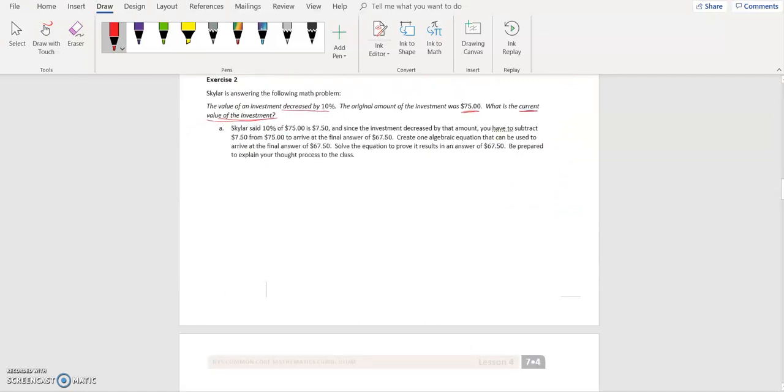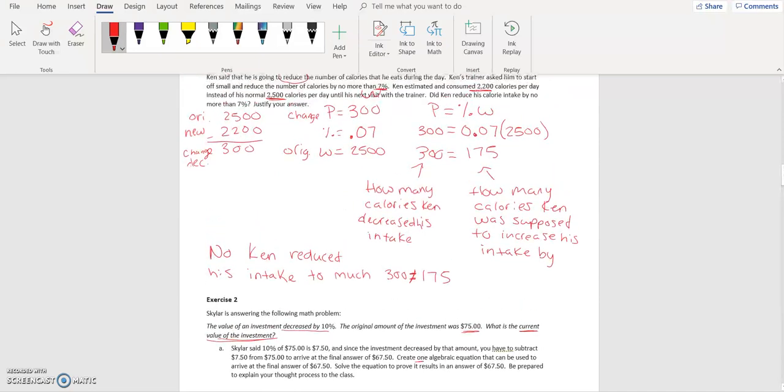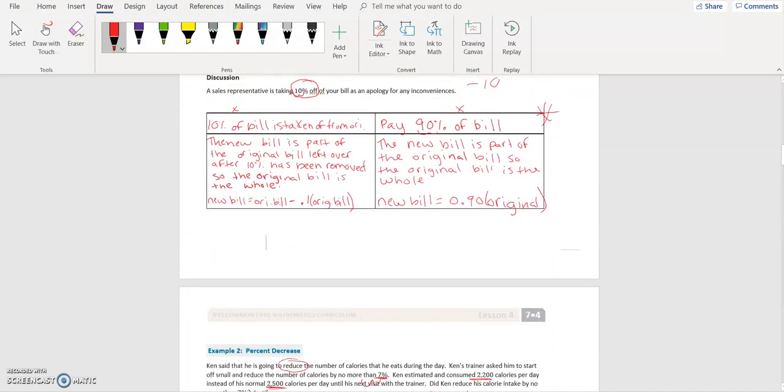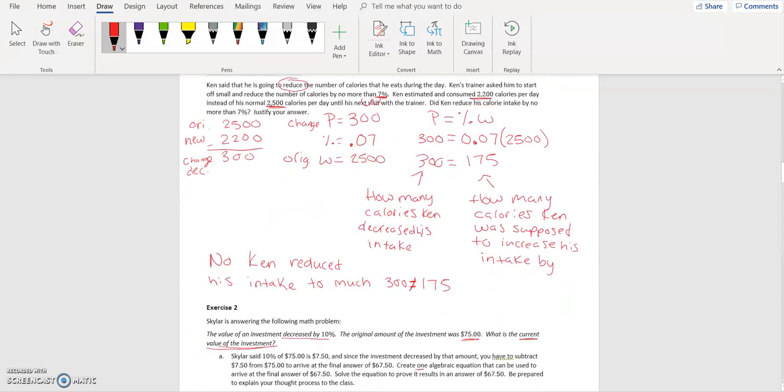Create one algebraic equation. So he did a couple of different things there that can be used to arrive at the final answer of $67.50. Solve the equation to prove it results in an answer of $67.50. Be prepared to explain. Okay, so obviously we're not going to be explaining. So we're basically going to be doing what we had on the right to do this. Pay 90% of the bill.